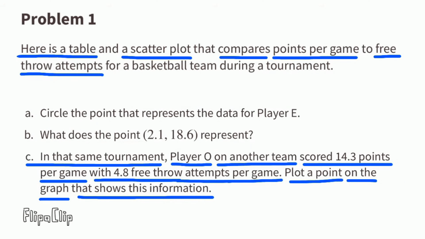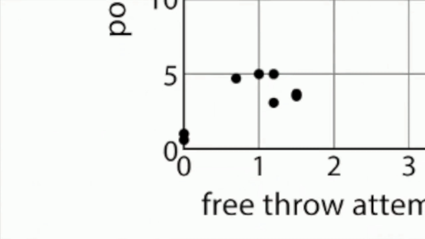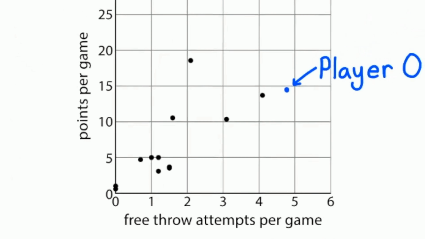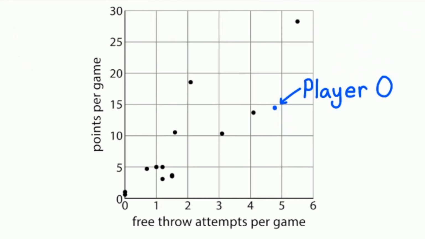C. In that same tournament, player O on the other team scored 14.3 points per game with 4.8 free throw attempts per game. Plot a point on the graph that shows this information. Starting at the origin in the lower left-hand corner, I can move to the right 4.8 units to represent the free throw attempts per game, and then I can move up vertically 14.3 units to represent the points per game. The point for player O would be located right here.